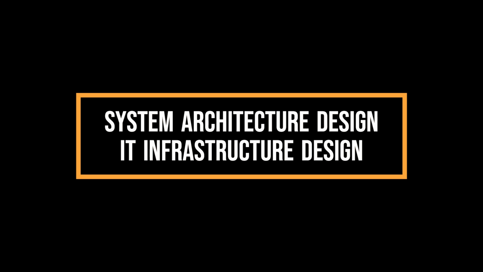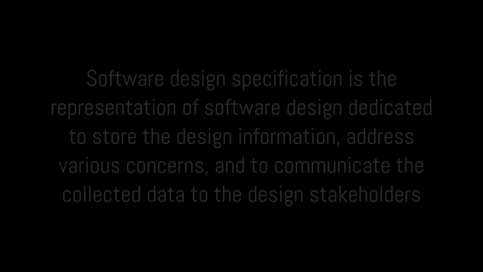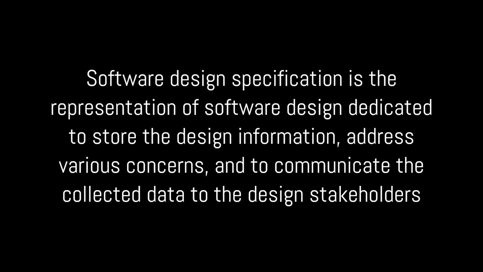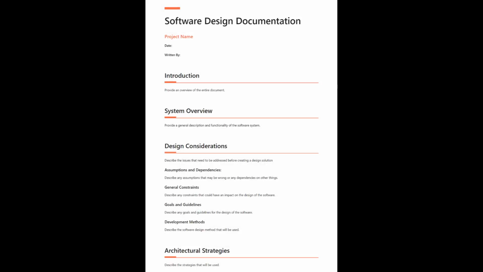Software design includes hierarchy diagrams, screen layouts for user interfaces, entity relationship diagrams, process diagrams, data dictionaries, business rules, pseudocode, and other necessary insights gathered under the software design specification. Software design specification is the representation of software design dedicated to store the design information, address various concerns, and to communicate the collected data to the design stakeholders. The software design specification is often called a software design description, software design document, or just a design document.